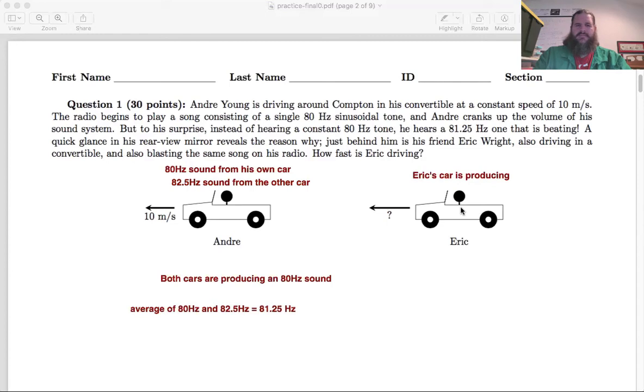Isn't it 81.25? Nobody's actually producing an 81.25 hertz sound. That's just the average that Andre hears.